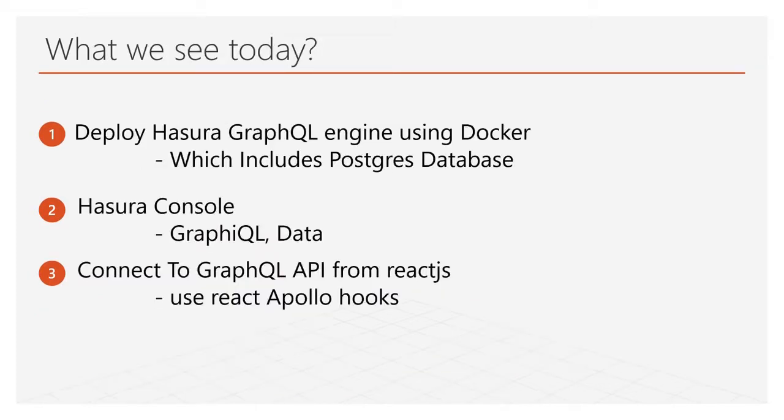So what we will see today, we will deploy Hasura GraphQL engine using Docker. That includes a Postgres database. We will also explore the Hasura console. Also, we will connect to the GraphQL API using React.js. For that, we will use React Apollo hooks.